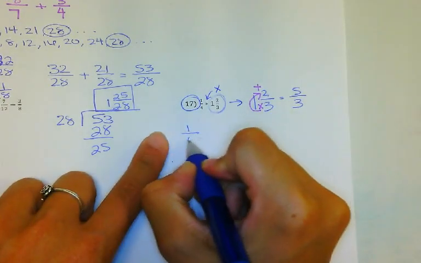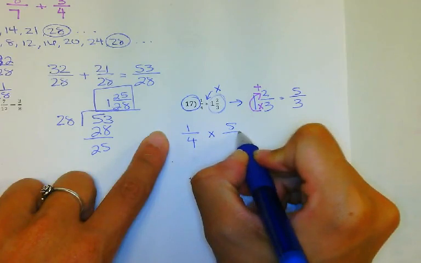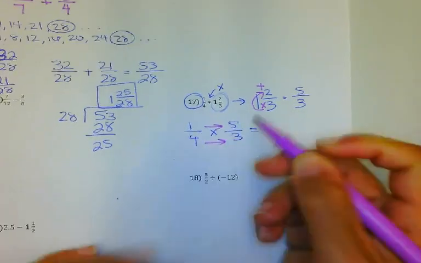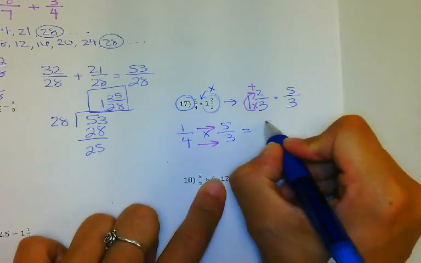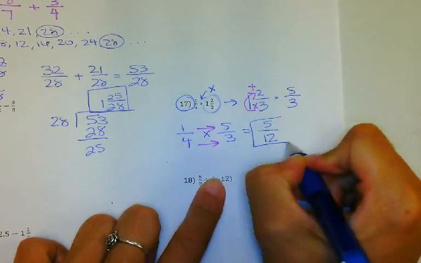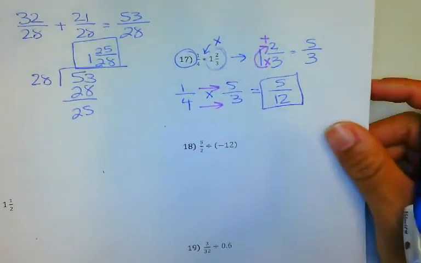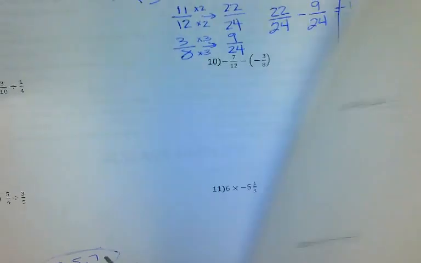So we have 1/4 times 5 over 3. Top times top, bottom times bottom. So we get 5 over 12. Okay, and you can't simplify that or divide or anything. That's your final answer. And then the last one we're going to do is 25.